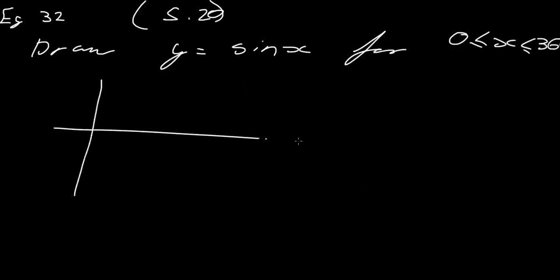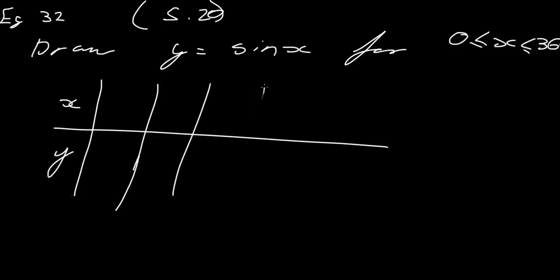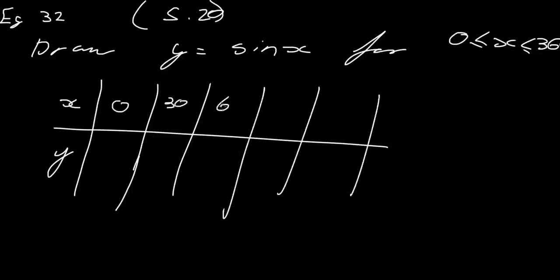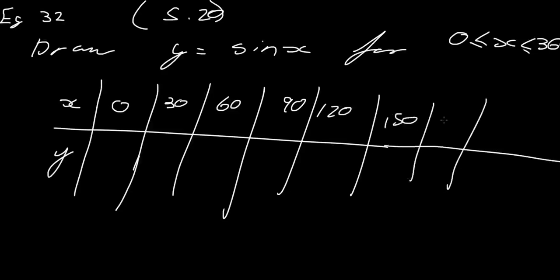Okay, so how are we going to do it? With our table, of course. So we've got our x value and our y value. And we're going to go in intervals of 30 degrees here. So we've got 0, 30, 60, 90, 120, 150, 180, etc. This is a long table. I'm not going to put in all these values.